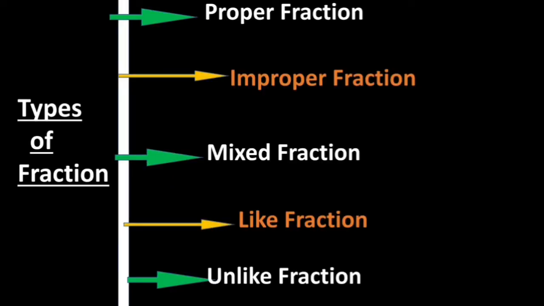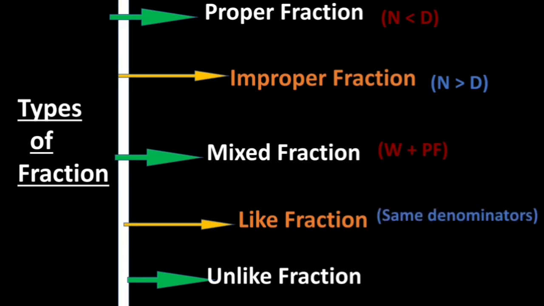Now so far we have understood the types of fraction. Proper fraction: what is the meaning of proper fraction? Fractions with the numerator smaller than the denominator. In improper fractions, the numerator is greater than the denominator. Mixed fraction is a combination of a whole number plus a proper fraction. Like fractions means a set of fractions having the same denominators. Unlike fractions means different denominators.